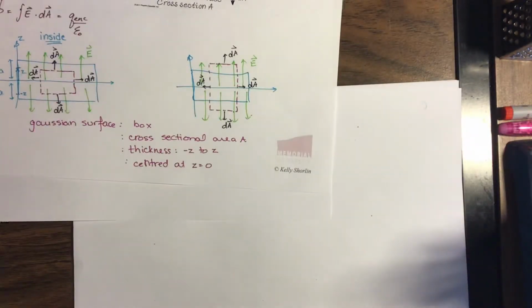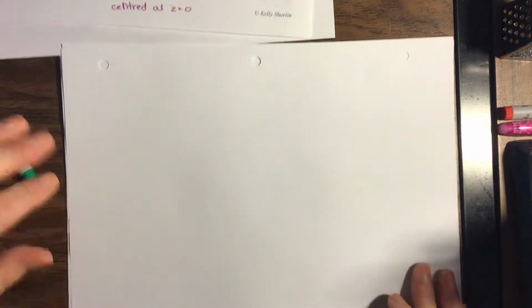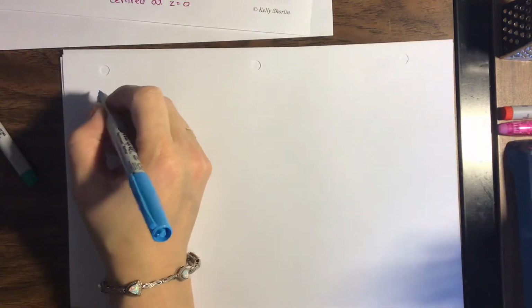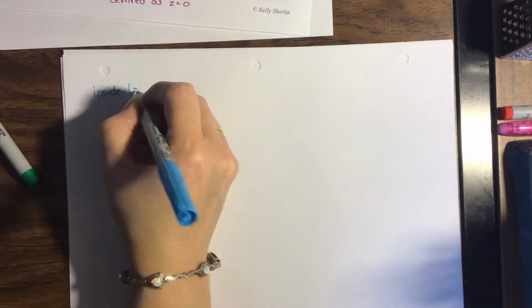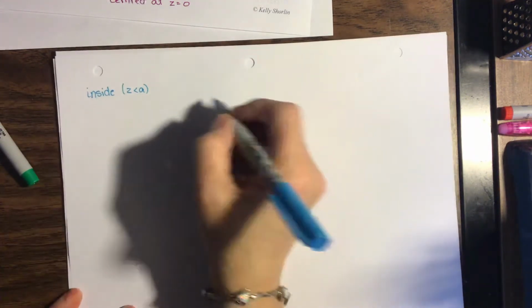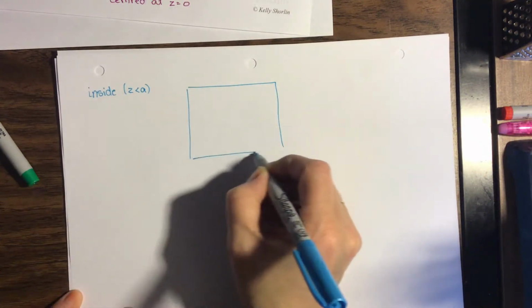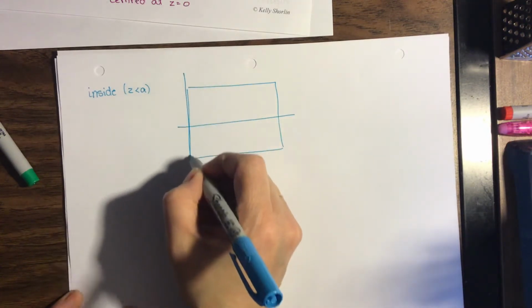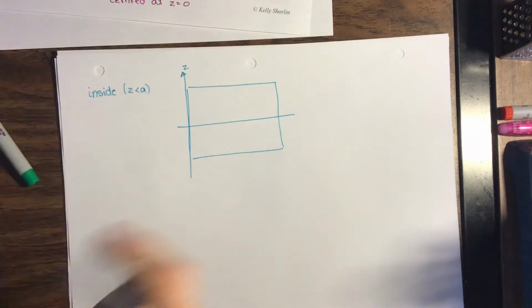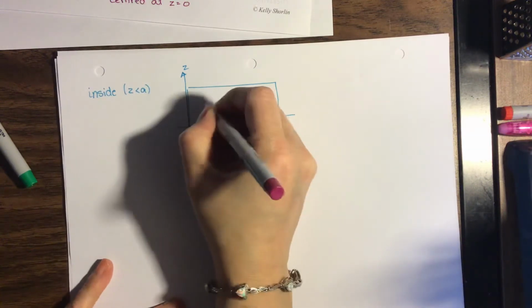Get a fresh sheet of paper. So we're going to ask, what is Q inside? What is our Q enclosed by our Gaussian surface? And we'll start with when we're inside, so when Z is less than A. I'm going to draw my box again and my Gaussian surface. There's my box. There's my Z equals 0. There's my Z axis. Here's my Gaussian surface.